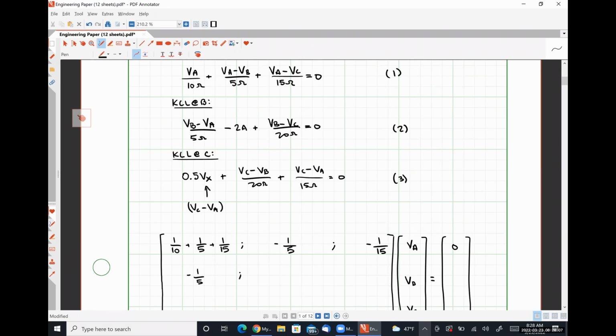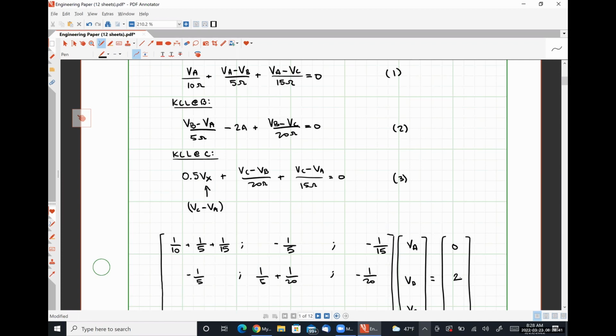Our coefficient for VB is positive 1/5 plus 1/20. Our coefficient for VC is negative 1/20. And our constant term would be positive 2 amps. So we would move the negative 2 amps in the middle over to the right-hand side of our equal sign, giving us a 2 that goes here.